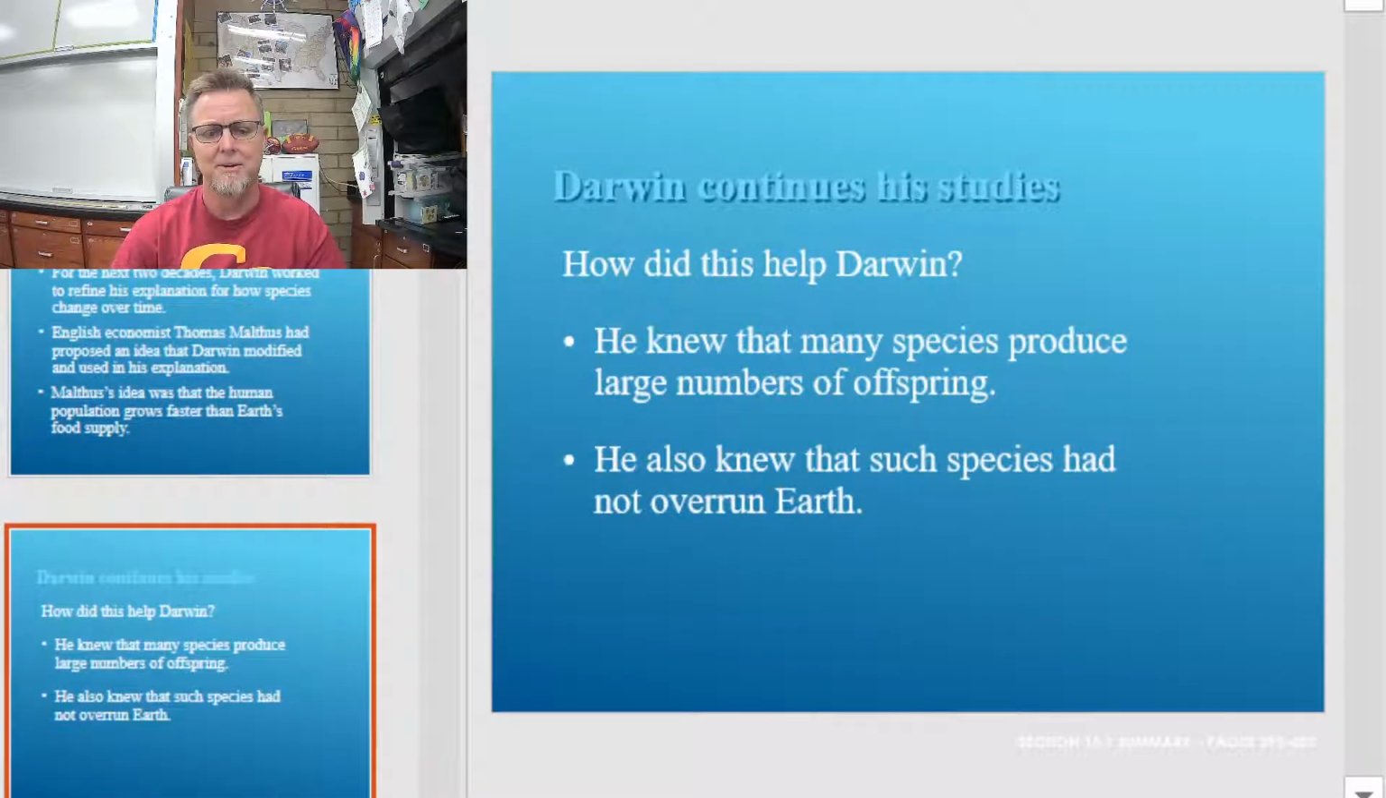Okay? So how did this help Darwin? Well, here's how it helped. He knew that many species produce large numbers of offspring, yet not a single species had completely overrun the earth. So to him, that says, look, things are making lots of babies, but we're not being overrun with any one thing. So why is that?